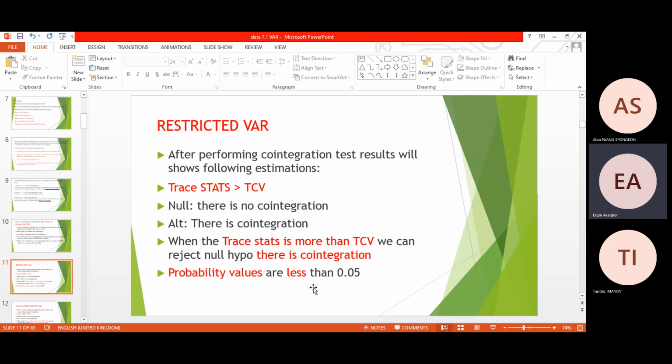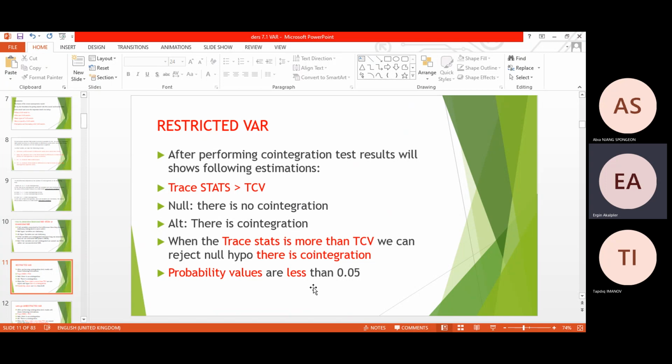For the restricted VAR model, as I have given you in the last lecture, the guideline, after performing co-integration tests, results will show the following estimations. The trace statistic is higher than the critical value, where the null is that there is no co-integration, and the alternative is that there is co-integration.